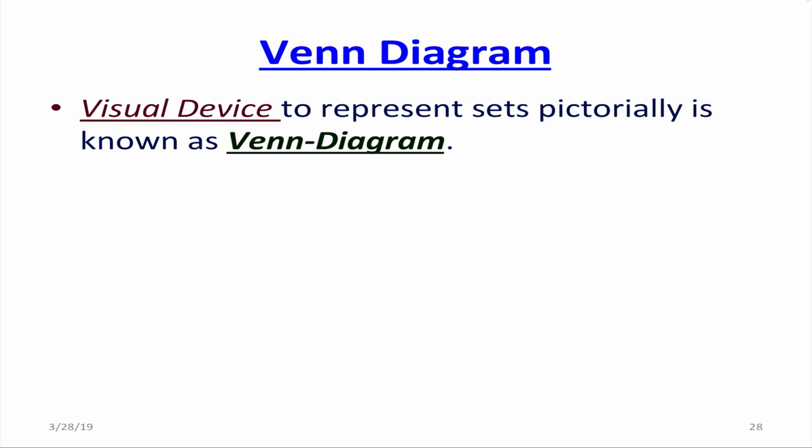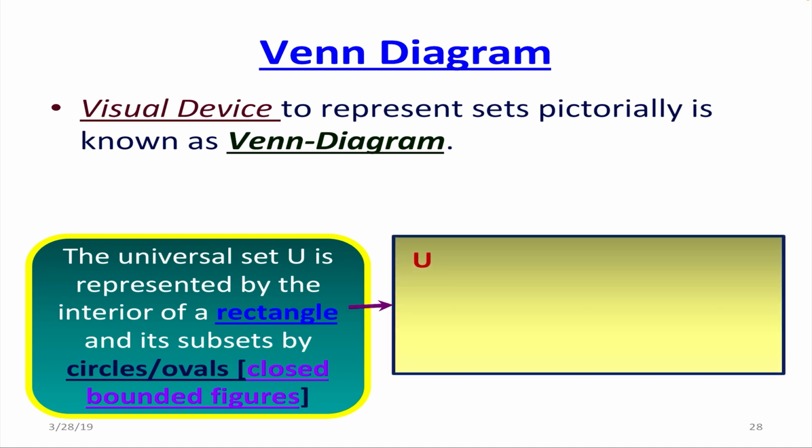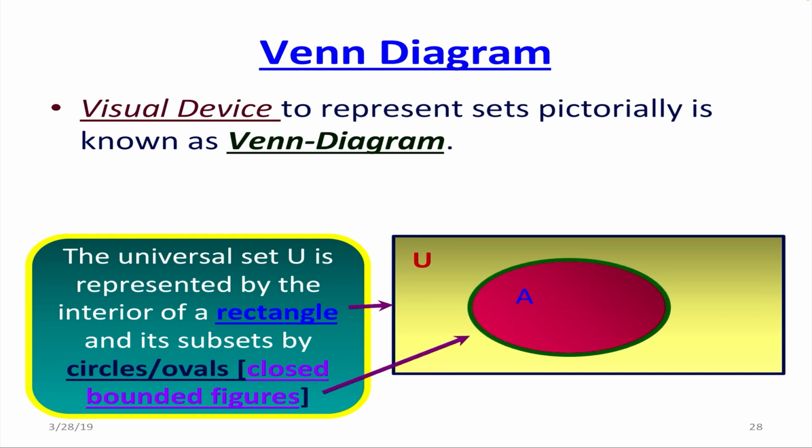Now, let's move to Venn diagrams. They are meant to represent sets pictorially. The universal set U is represented by the interior of a rectangle and its subsets by circles or any closed shapes. So again, the universal set U is represented by a rectangle, and all sets under consideration are going to be inside of this U, so we could use any shapes for them.